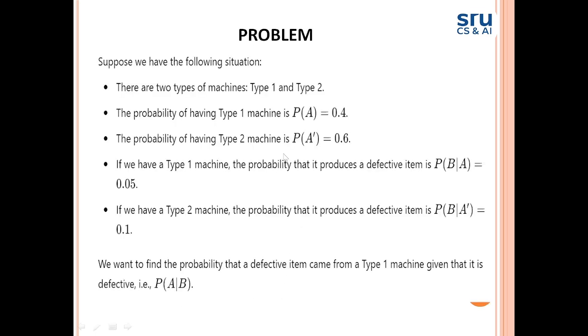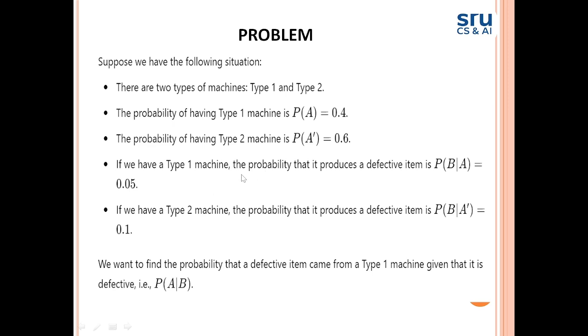Now problem 2. Suppose we have the following situation. There are two types of machine, type 1 and type 2. Probability of having a type 1 machine is P(A) equal to 0.4. Probability of having a type 2 machine, P(A dash), is equal to 0.6.